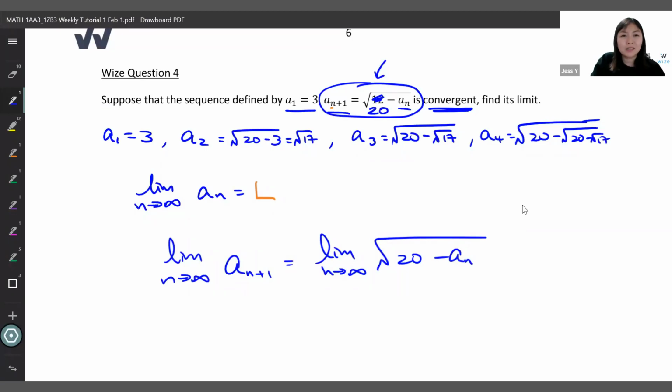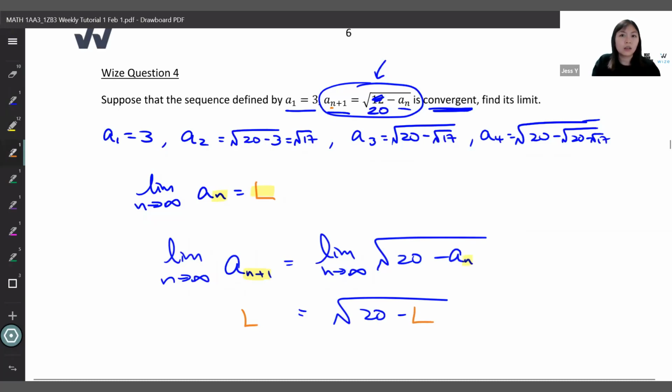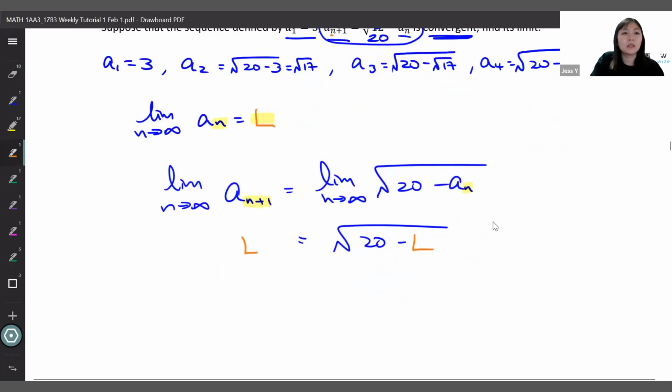Then what's going to happen is notice that as n goes to infinity, so if I sub in n is infinity, I'm going to get a single number L. So if I sub in n equals infinity, this a of infinity is going to be L. Same thing on this side. This is the square root of 20 minus, if I sub in n equals infinity, the number L. So essentially, all I have to do is solve this equation for L, and that is the limit. So let's go ahead and solve this. This is where they can give you a variety of different equations. It can look like a square root. It can be other different things. We just have to solve this equation.